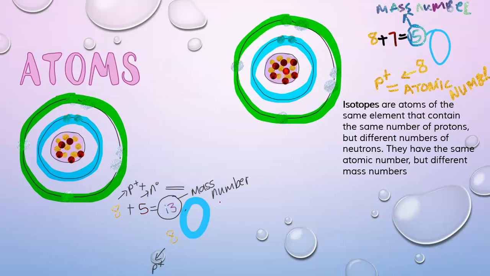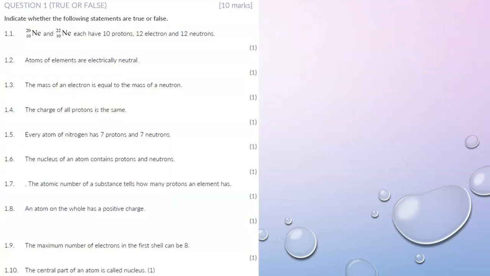and that this picture on the screen right now is a summary of what isotopes are. So if you just look quickly, these 2 atoms look identical. It's only when you zoom into the nucleus that you will find that although the number of protons are the same, because they are both oxygen, the number of neutrons are different. All right, so let's look at question 1.